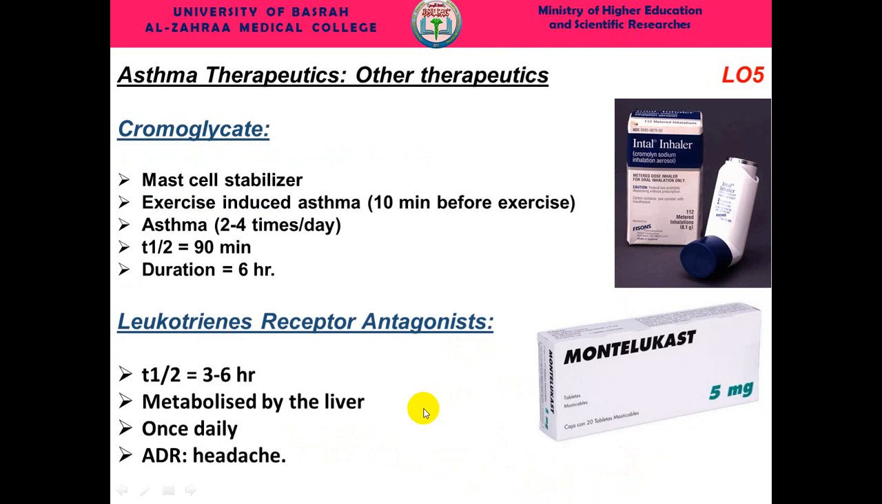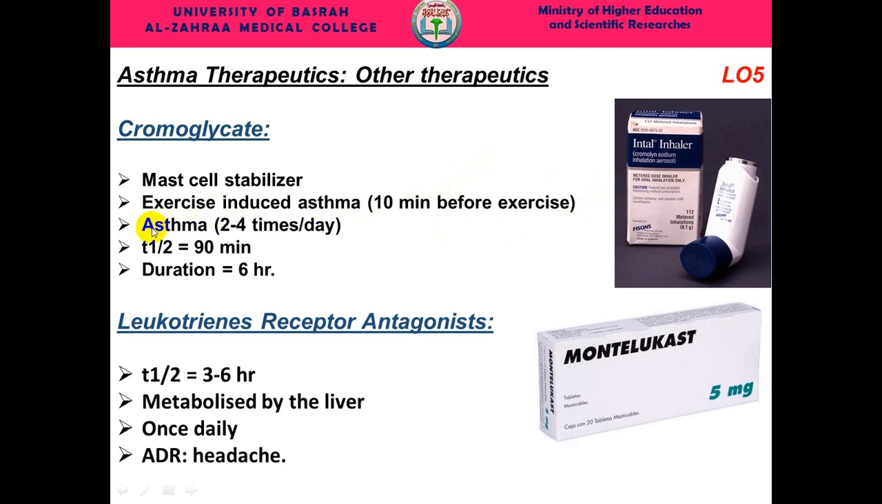Now, still we are talking about management of asthma and the therapeutics that we have in the treatment of asthma, and we have other drugs like chromoglycate. And chromoglycate is available in the form of sodium chromoglycate, and it is a mast cell stabilizer. So as the name implies, it stabilizes the mast cell, so there will be no mast cell degranulation, and there will be no histamine and other mediators. It is used usually for the treatment of exercise-induced asthma. We give it to the patient 10 minutes before exercise, and it will avoid asthma attack during exercise.